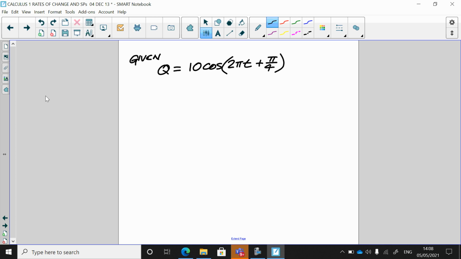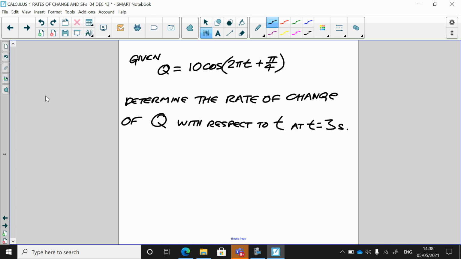Let's go and differentiate this, because I'm looking for the rate of change here. Rate of change, that's the gradient.